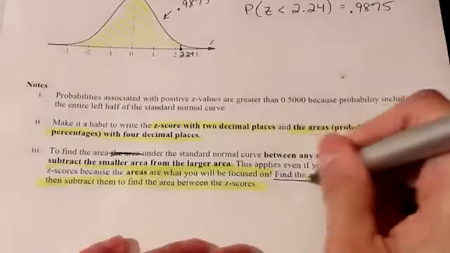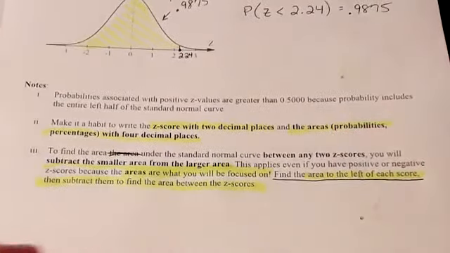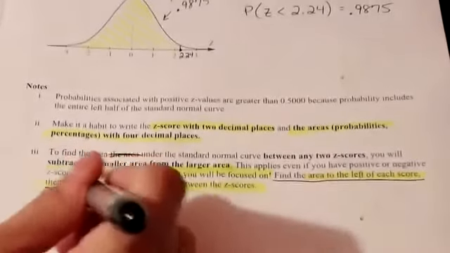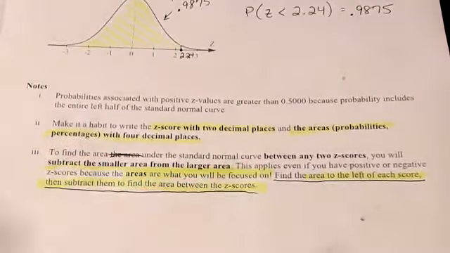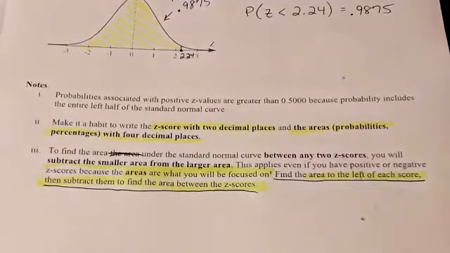Find the area to the left of each score and then subtract them to find the area between the z-scores. If you were ever wondering, it's right here, literally typed up for you. This is a process you're going to take. Let me prove that to you. Go ahead and turn the page.